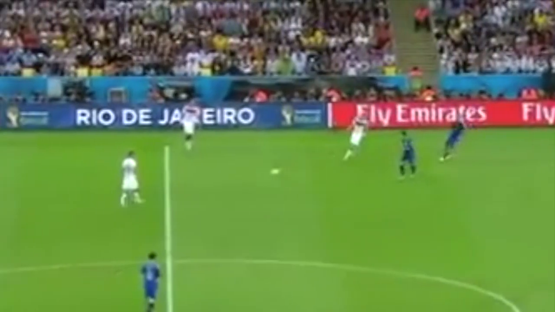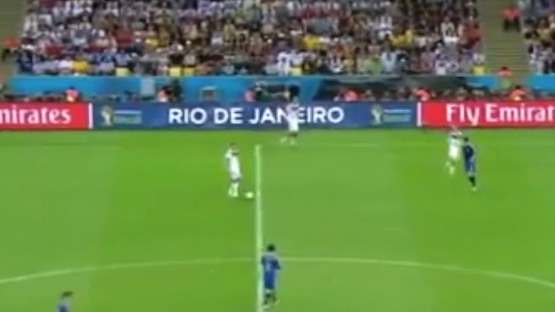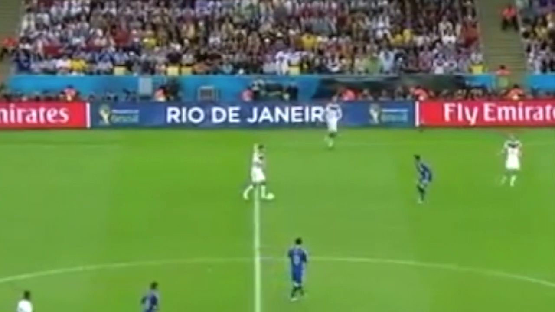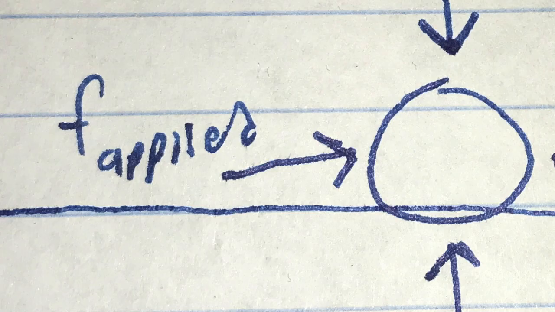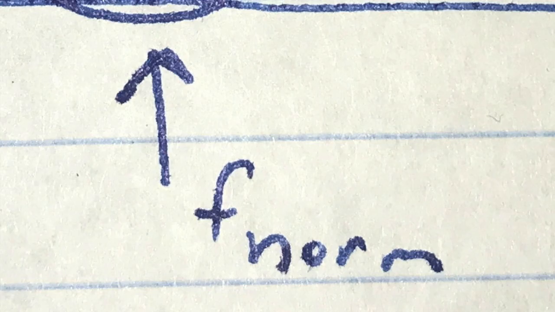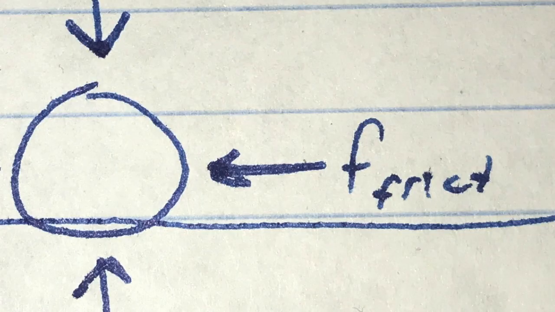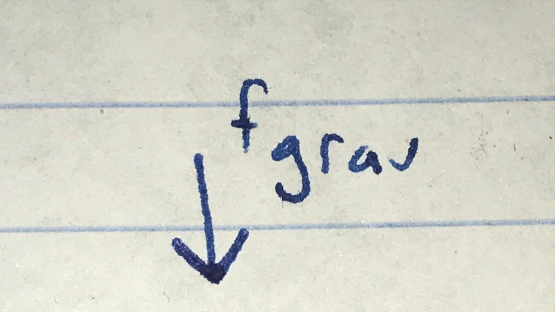If we were to show a free body diagram of a player kicking a ball, it would look something like this. There will be an applied force, such as the person kicking the ball, a normal force, such as what the ball is resting on, a frictional force, which is causing the ball to slow down, and a gravitational force, which is pushing the ball down.